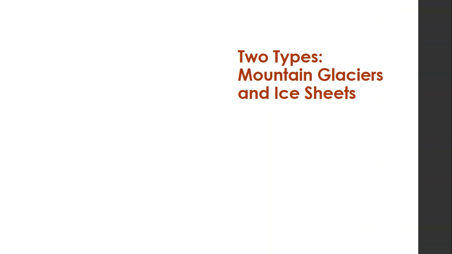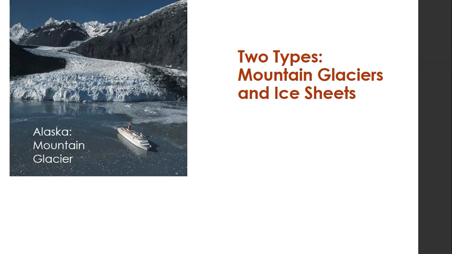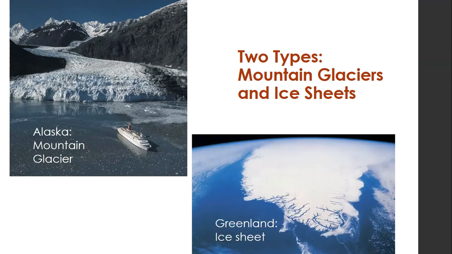So there are two types of glaciers, mountain glaciers and ice sheets. The first one, mountain glaciers, form on top of mountains where there's a lot of snow. Here is a cruise getting close to a glacier in Alaska, which you can take a nice cruise in Alaska and get pretty close to. You can't get that close because that ice is constantly breaking off into the water.